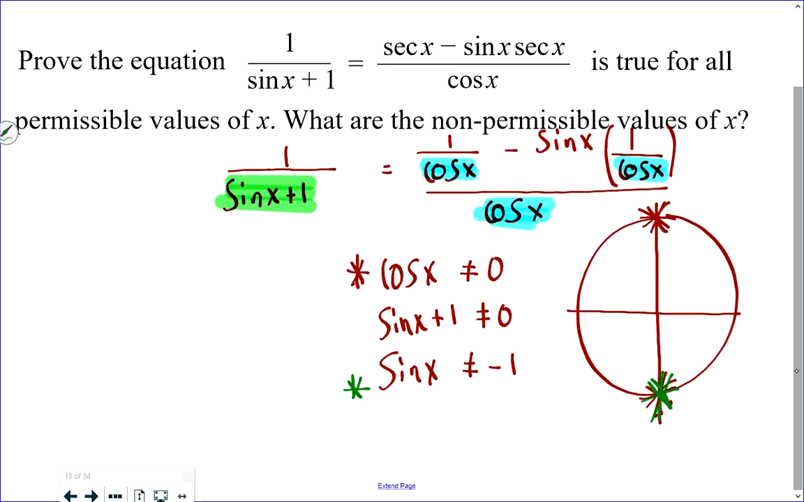But if you did this question on an exam and you forgot or ignored the sine of x plus 1, maybe you even ignored it because you knew it wouldn't matter, you would still get the correct two positions for non-permissible values, but you wouldn't get full marks. You have to address the sine of x is not equal to -1. Our non-permissible values are angles that end in those locations, which means that the angle x is not allowed to be pi over 2 plus multiples of pi, where n is an element of the integers.